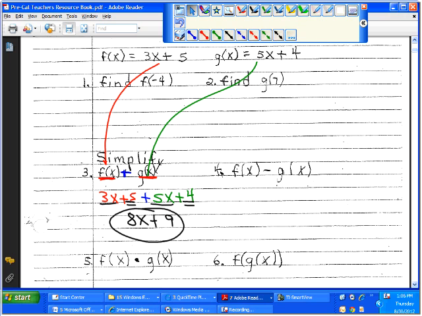Number 4, we want f of x minus g of x. Now, I'm going to go ahead and put the minus sign. So where the f of x was, I'll keep color coding it. Where f of x was, we're going to put 3x plus 5. And where g of x was, we're going to put what it's equal to, 5x plus 4, but we have to put it in parentheses, because what's going to happen to that minus?